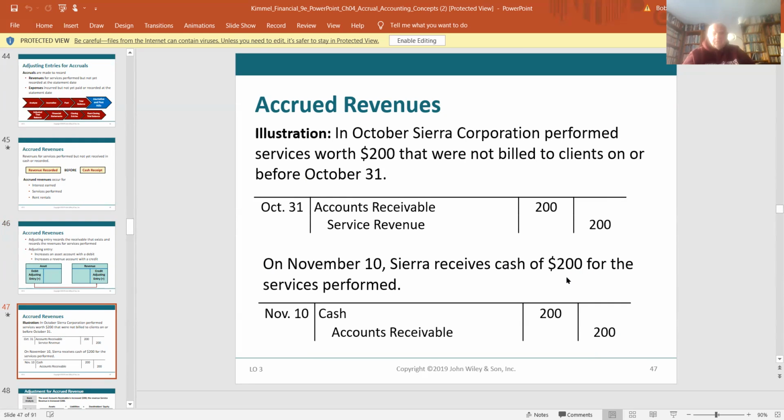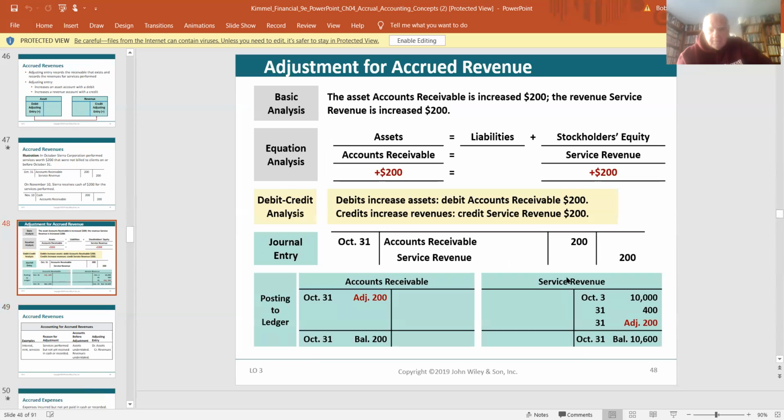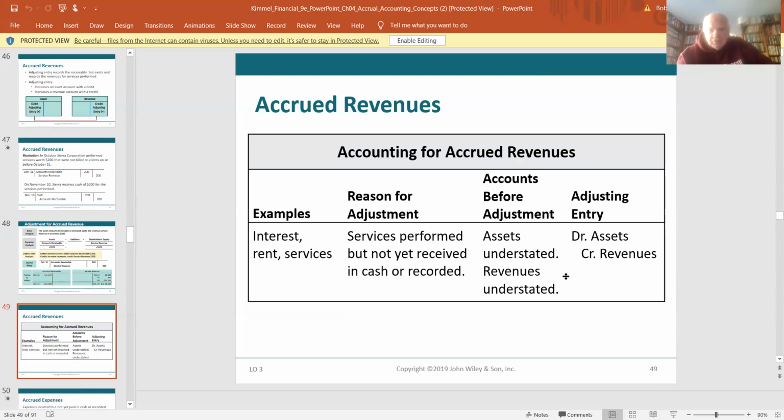We performed $200 worth of services. We already did the work. They weren't billed, so we have to accrue them. We have to bill them out here. We debit accounts receivable, credit service revenue. Then we get paid. That's not really an adjusting entry.